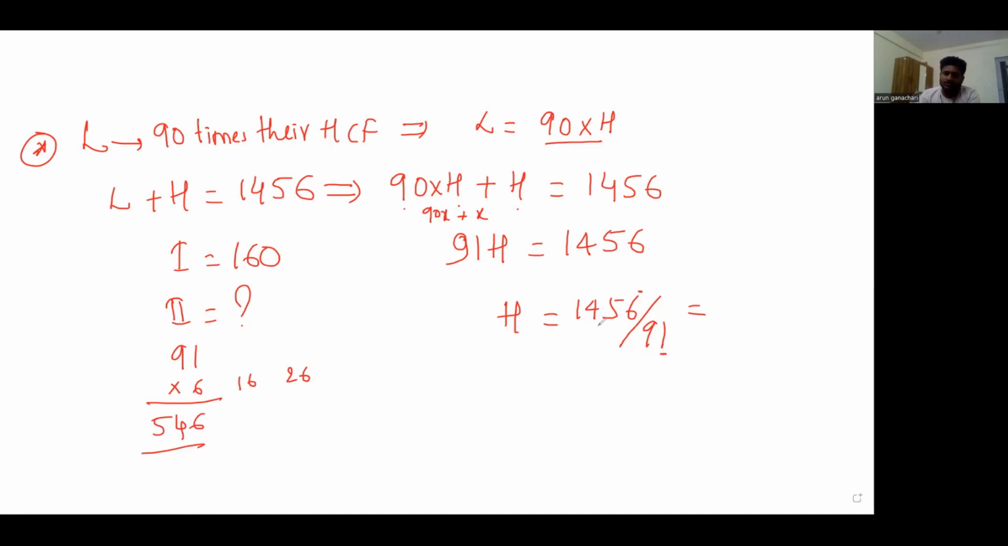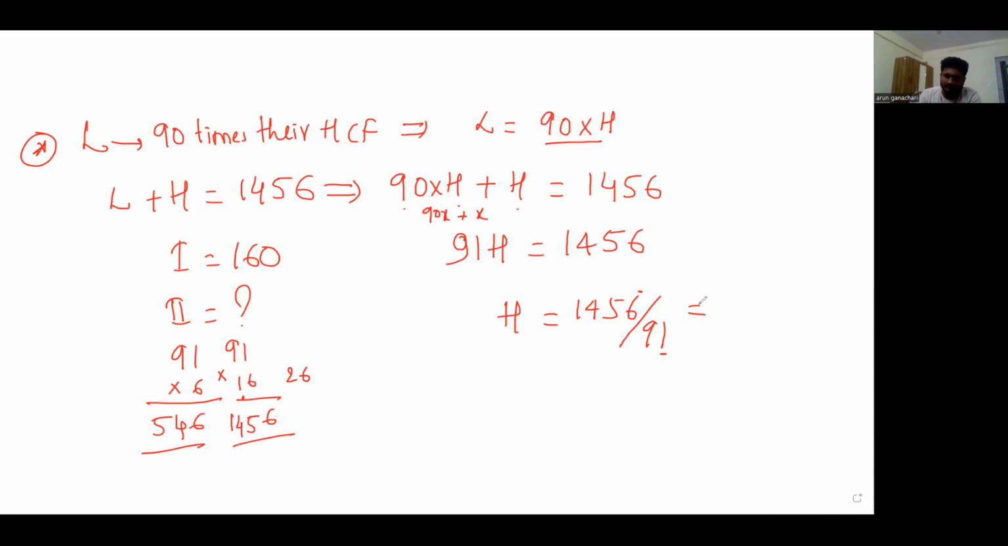But we are supposed to get 1456. Then I'll take the next multiple. It is 91 times 16. What is 91 times 16? 16 × 1 is 16, 1 is the carry. 16 × 9 is 144. 144 plus I add 1 to it. It will become 1456.